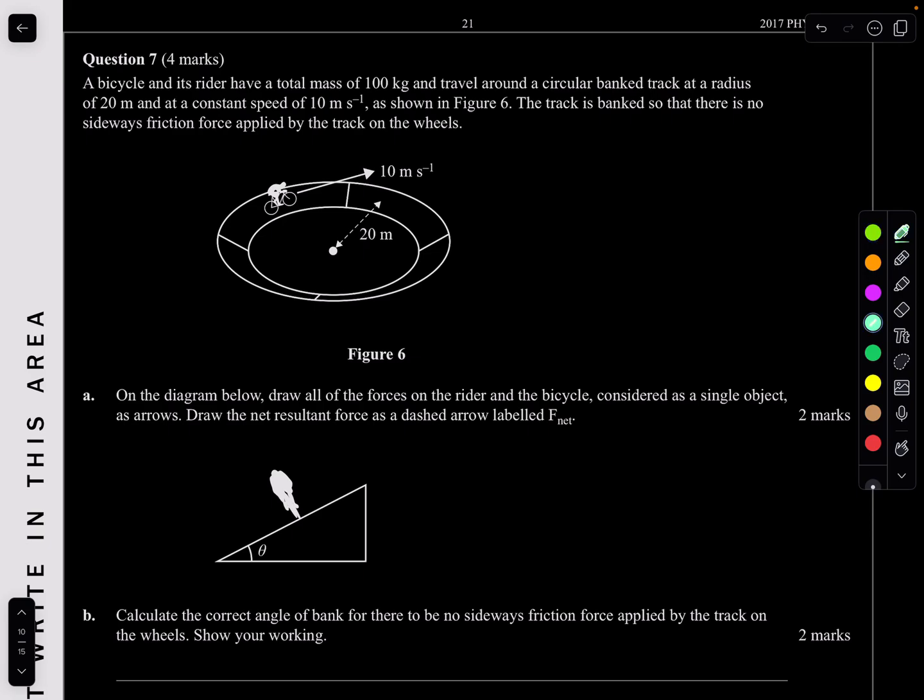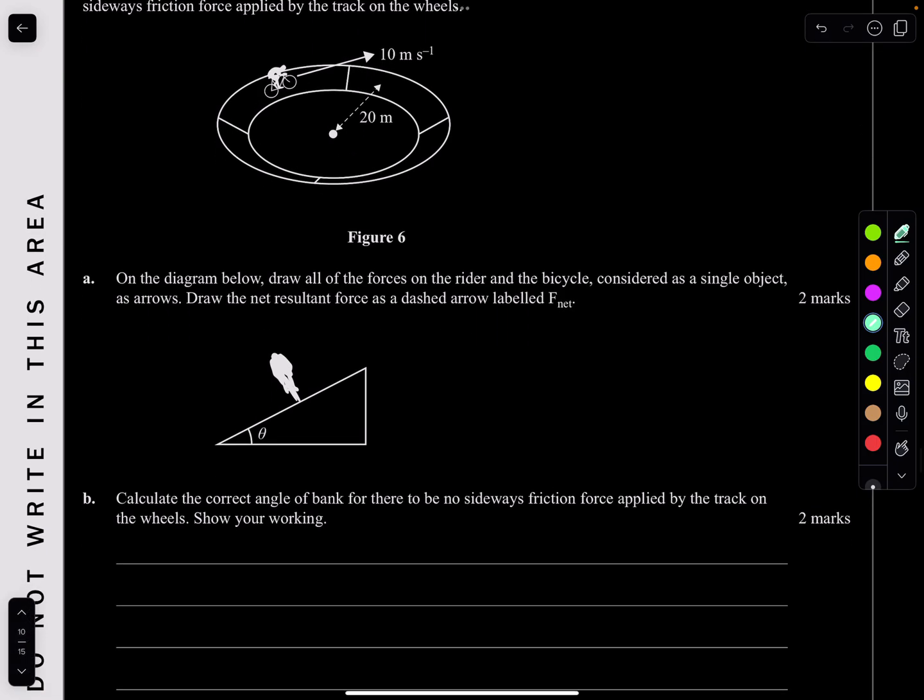Question 7. Okay, looking at it straight away, I know it's banked, and I love those kind of questions. A bicycle and its rider have a total mass of 100 kilograms and travel around a circular banked track of radius 20 meters at a constant speed of 10 meters per second, as shown in figure 6. The track is banked so that there is no sideways friction force applied by the track on the wheels. On the diagram below, draw all the forces on the rider and the bicycle, considered as a single object, as arrows. Draw the net resultant force as a dashed arrow labeled F net.